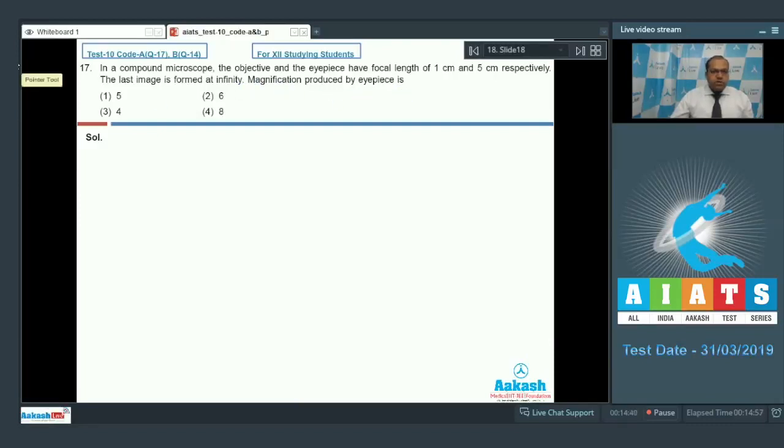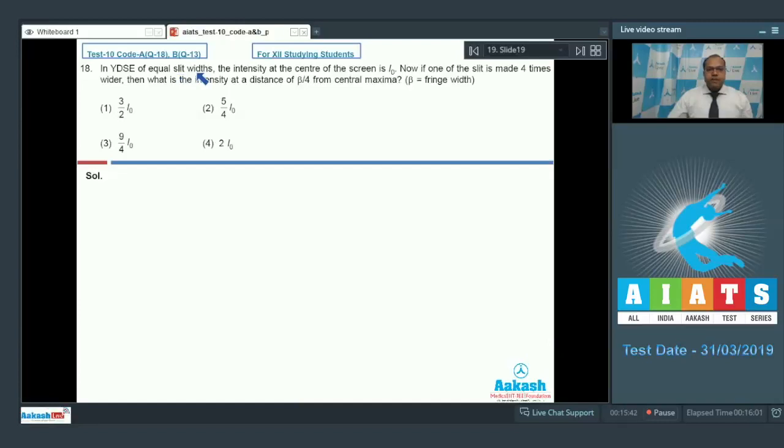When the final image is formed at infinity, the magnification in the case of a compound microscope is given by D by fe. D is the least distance of distinct vision, that is 25 centimeter, divided by fe, which is given in the question as 5 centimeter. So the magnification comes out to be 5. So option 1 is the correct answer. Let's move to question number 18.